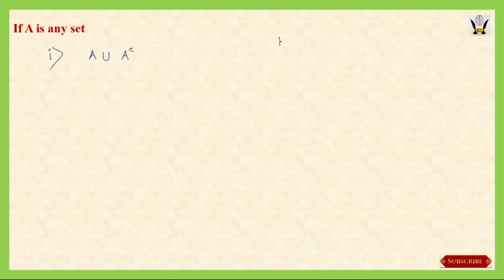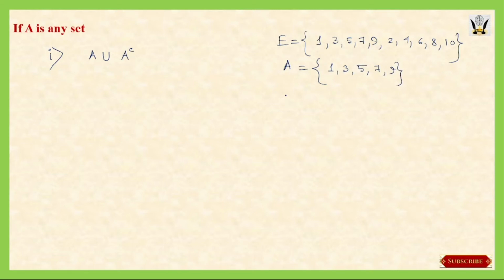Now suppose the universal set that we took in the previous example, so 1 3 5 7 9 2 4 6 8 10, this is our universal set, and the set A has these 5 elements 1 3 5 7 9. Then in A complement we will have these 5 elements which don't belong to A, right? So it will be 2 4 6 8 and 10. So this is our A and this is our A complement.